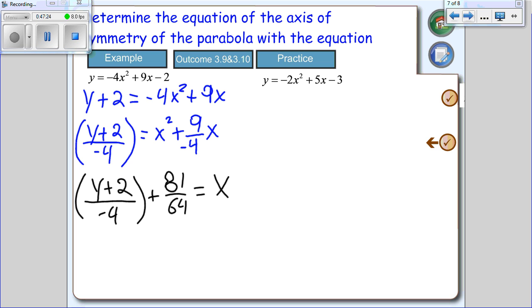How did I get from that last step to this step? It's a good question, right? What did I do? I added my missing c value, and then I factored it. That's all I did, and that's what it would factor to be. Remember, it always factors to be b divided by 2. That's how it's always going to factor.